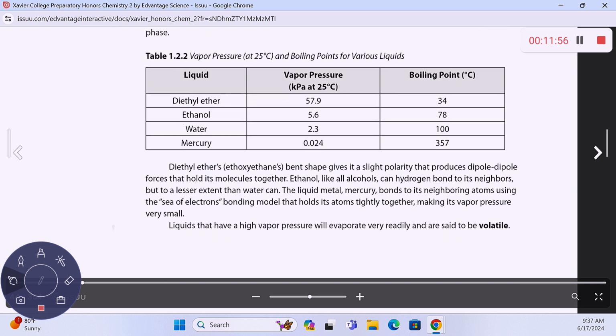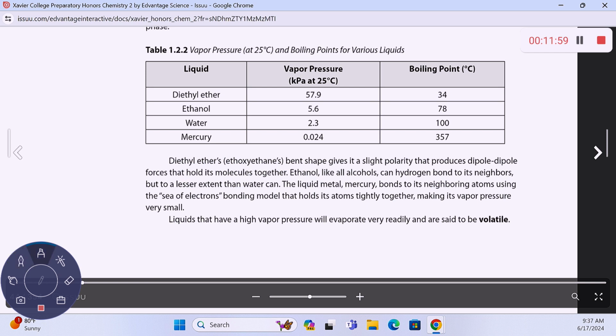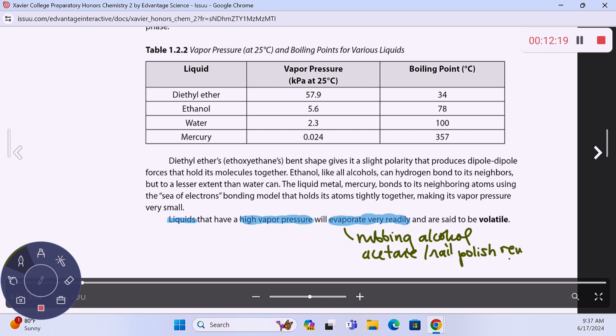Okay. Now, let's talk about substances that evaporate right away. If you have a liquid that has a really high vapor pressure, that means it evaporates very easily. This would be things like rubbing alcohol, acetone, which is a nail polish remover, and then gasoline. Now, these substances are said to be volatile substances because they evaporate readily. Do not confuse volatile with things that are explosive, okay? All right, let's take a look at the next page.